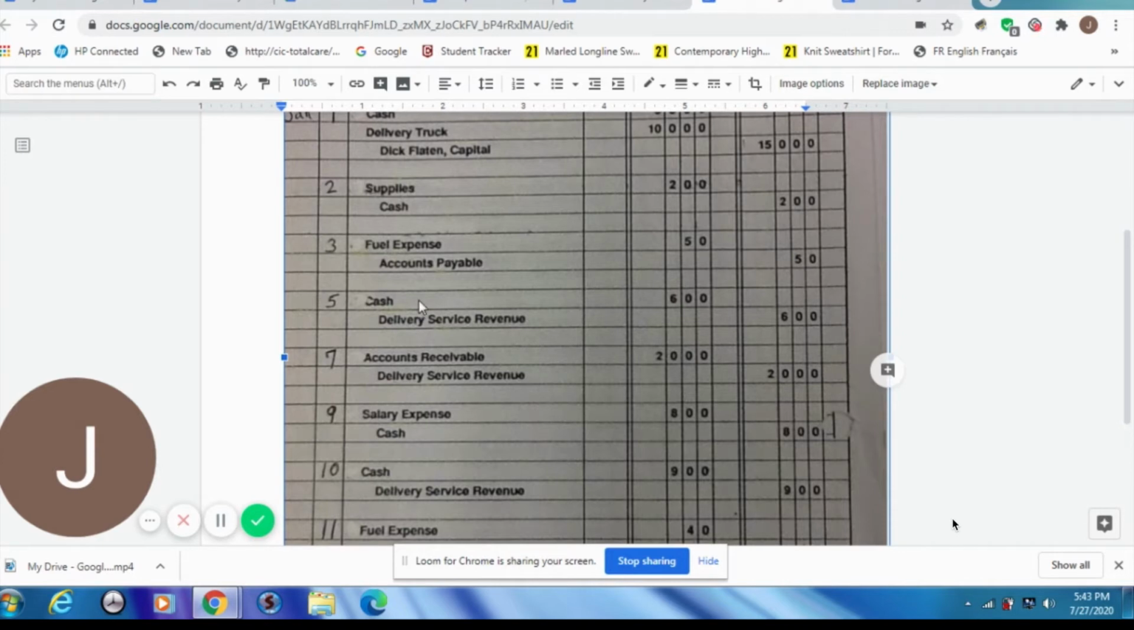So the previous transaction was a cash sale. This one is a credit sale, so we're going to use accounts receivable as our debit. But in both cases, we use revenue because they are both sales. One's a cash sale, one's a credit sale, but they're both sales. Leave a blank line, and then we'll go back to our transactions and look at the next one.